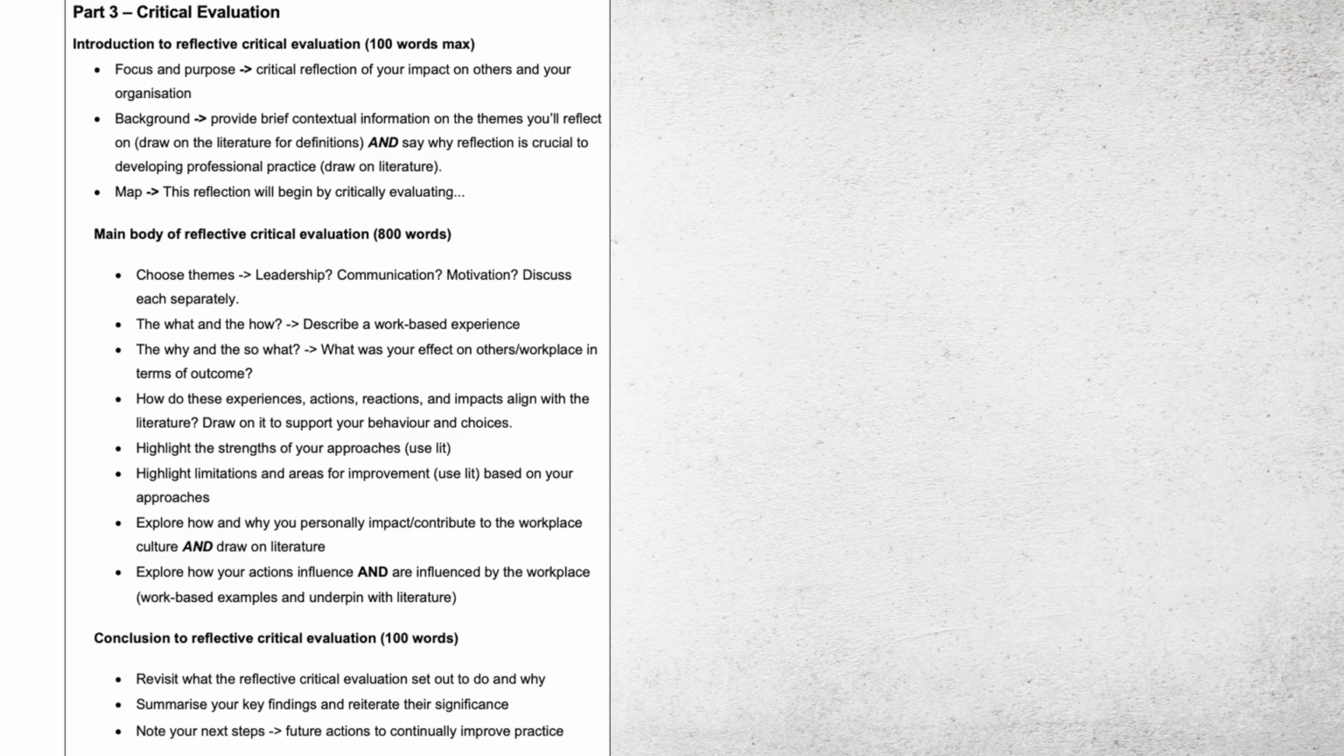Main body of the reflective critical evaluation, approximately 800 words. Choose your themes. Will it be leadership, communication, motivation? Discuss each of them separately. Cover the what and the how. Describe a work-based experience. Cover the why and the so what.